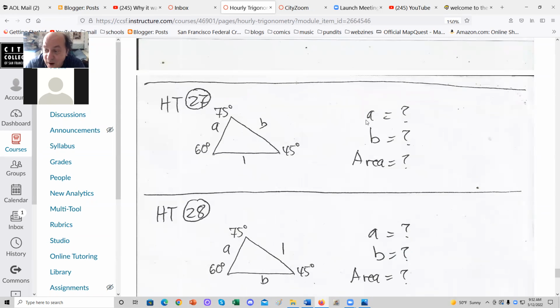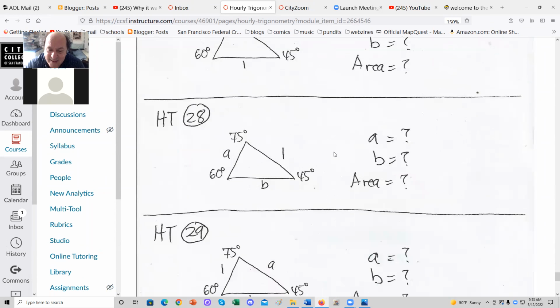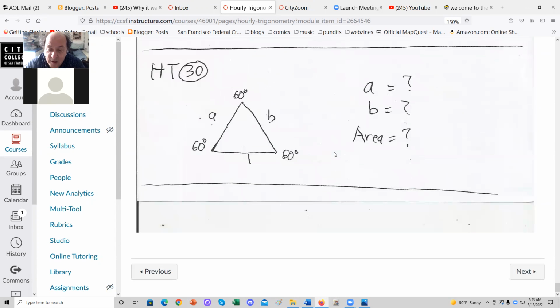And when you find a and b and the area, it'll have pieces of roots from pretty much anywhere. We'll have a root 2, a root 3, a root 5, a root 6. I find it amusing, that's all. And then, of course, here's the regular 60, 60, 60 triangle. It's fairly obvious that a and b are 1, and you can figure out the area pretty easily.